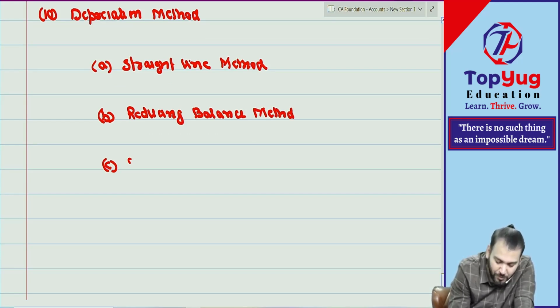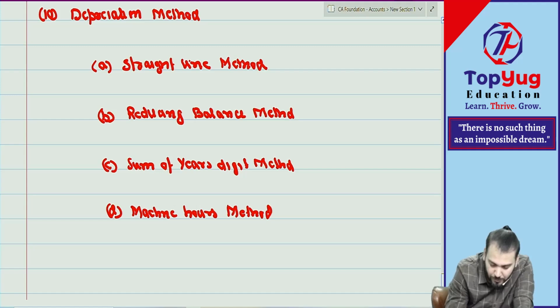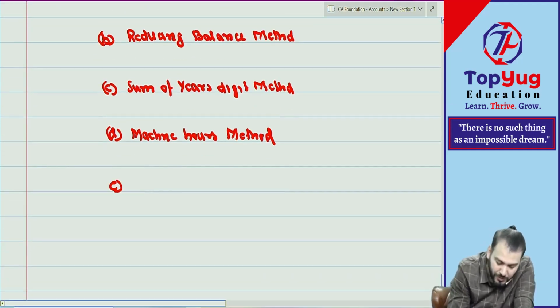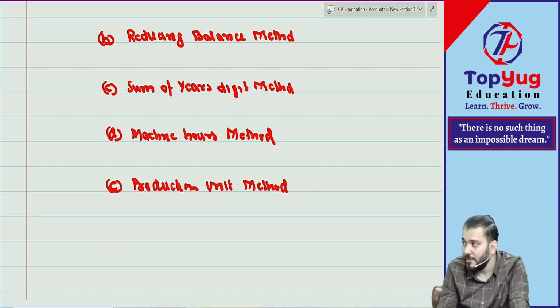Point number C, sum of years digit method. Then the machine hour method. Then the production unit method. This much, that's it.